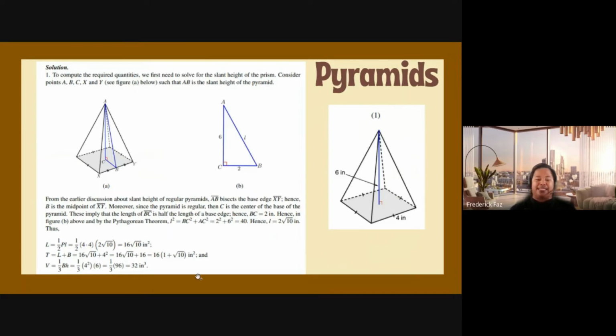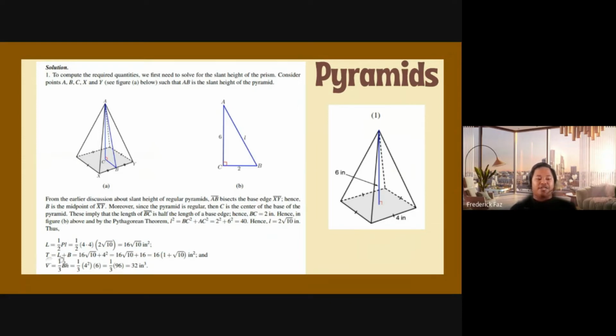dependent on the base. So our base is a square, and its one side measures 4 inches. So 4 times 4 is 16 times the height or the slant height, 2 square root of 10, is equal to 16 square root of 10 square inches.